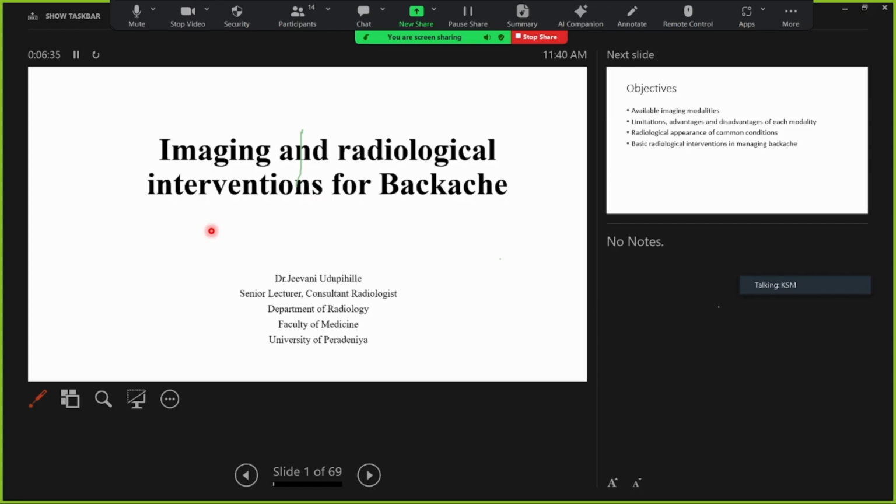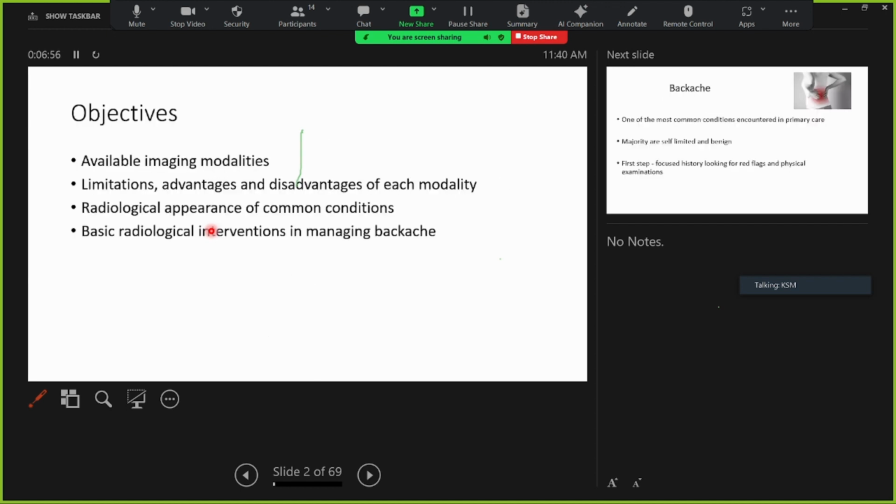So I will start speaking on my topic. It's imaging and radiological interventions for backache. I mean, I'm doing CTs, ultrasound, and plain radiography, MRI. The backache is a very common presentation. We get a lot of patients with backache for imaging.